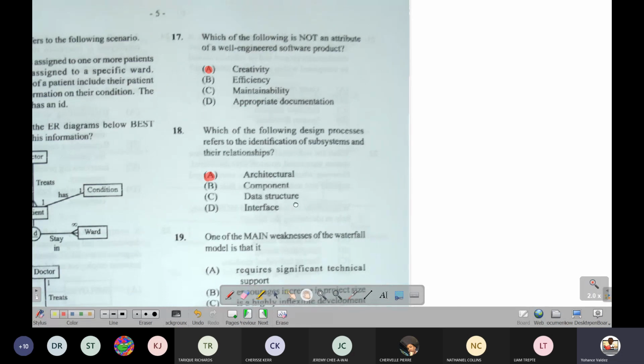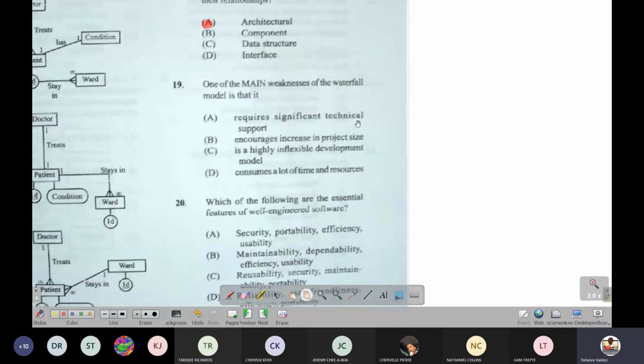One of the main weaknesses of the waterfall model is that what? The waterfall model itself is highly inflexible. Okay, remember the waterfall model, each stage must be absolutely completed before you go on to the next stage, and you're not supposed to go back, right? That is the major drawback of the waterfall model.